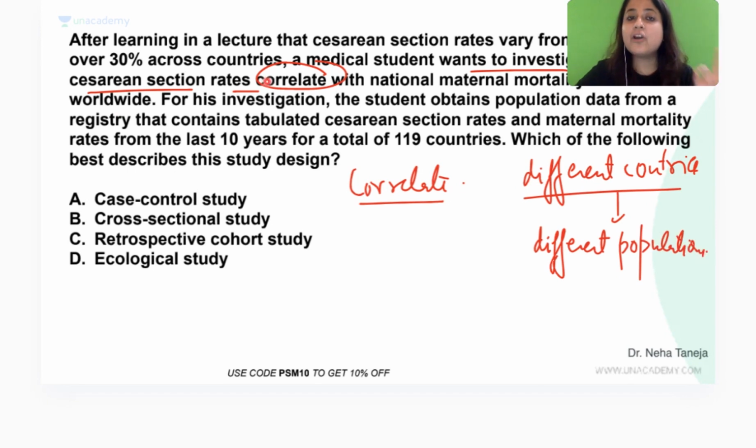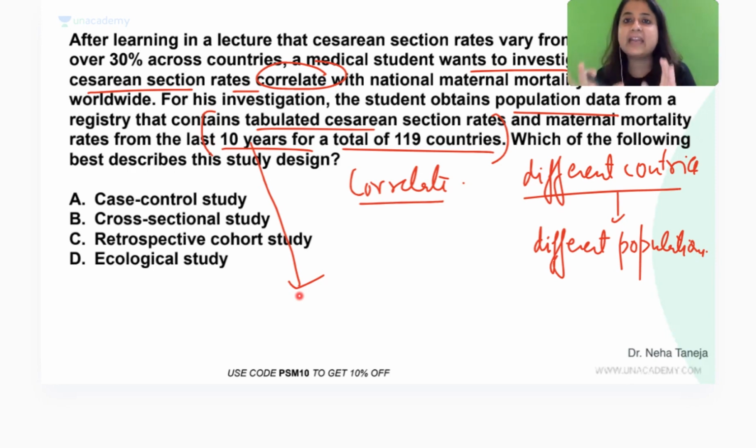Understood? Now, for his investigation, the student obtains population data from a registry that contains tabulated C-section rates and maternal mortality rates from the last 10 years for a total of 119 countries. For the last 10 years, I go and collect data which is already present. So what data did I collect? Primary or secondary? I've taught you in class also. When you have a database already present with you, you are using secondary data.